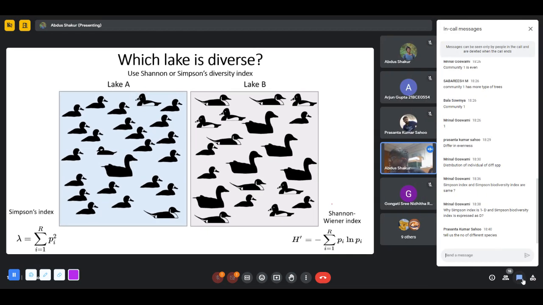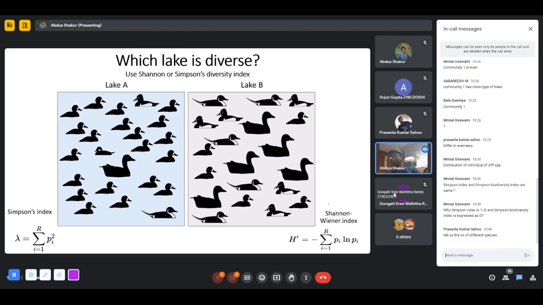Tell us the number of different species. Okay, I think Prashant, I need your help to do this. I can do it, but I don't want to do it myself, I want you to learn how to do it, so you help me. Can you unmute yourself and join me in identification? Let's count the ones with the long tail, in Lake A.